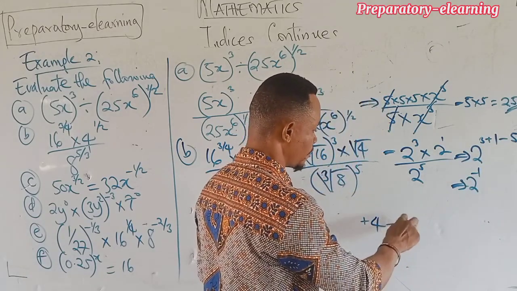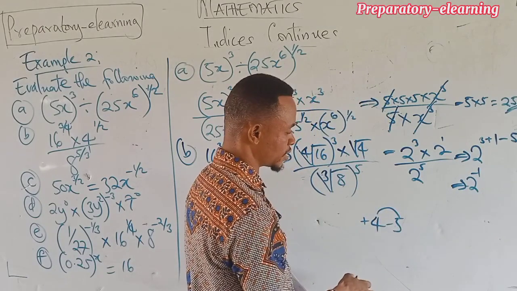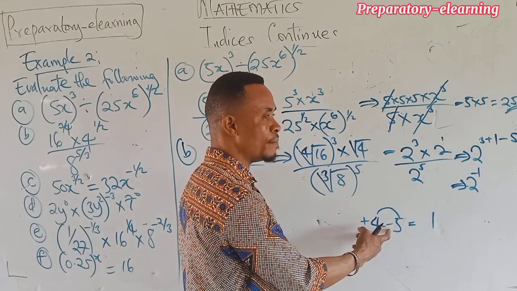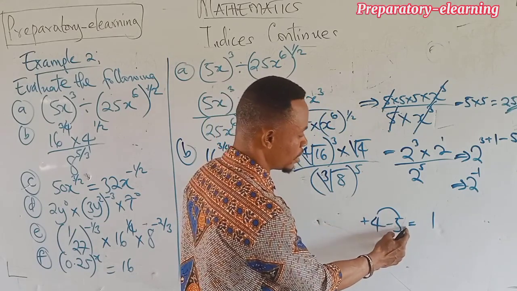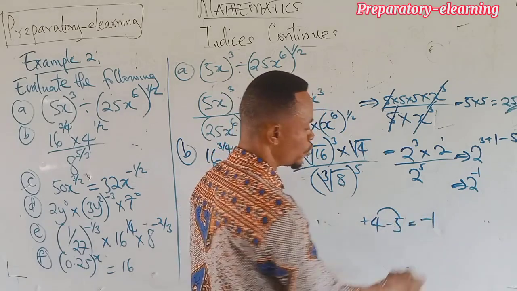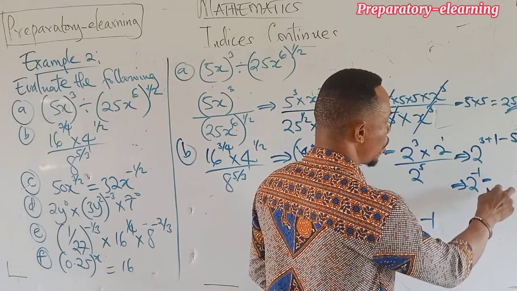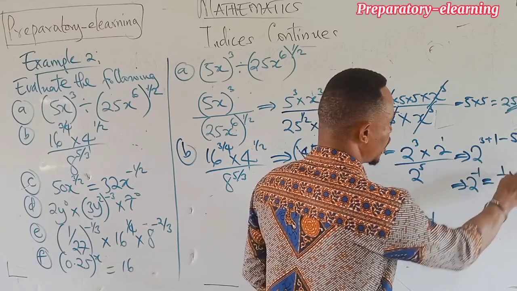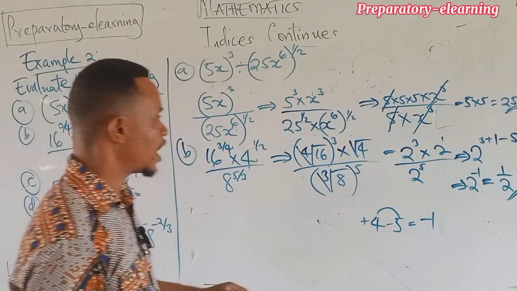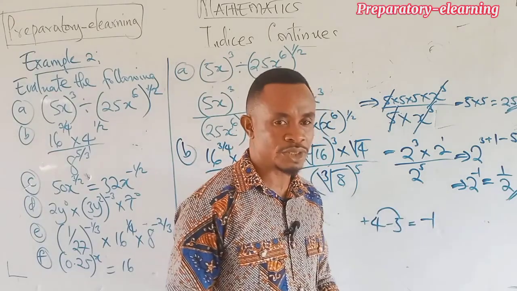4, which is positive, minus 5. I had said, when we have different signs, you find the difference of these two numbers, which is what? 1. Now, which sign is with a bigger number? It is minus with 5, which is bigger than 4. So the minus sign, which is with a bigger number, will go with the answer. We have minus 1. So we have that 2 power minus 1. Or you want to bring in 1 over, which takes care of this power minus 1. You have 1 over 2. Therefore, our answer for this problem is 1 over 2.